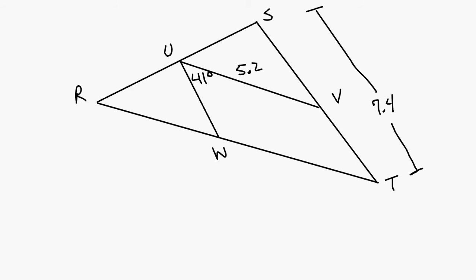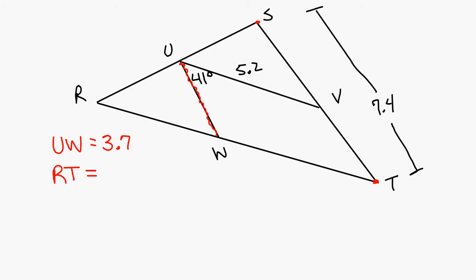They ask for UW, U to W. Where is it? U to W is this piece right here. U to W is a midsegment, isn't it? So what's the length of UW? Oh, wait, half of 7.4. It's half of 7.4, which is 3.7. Very good.